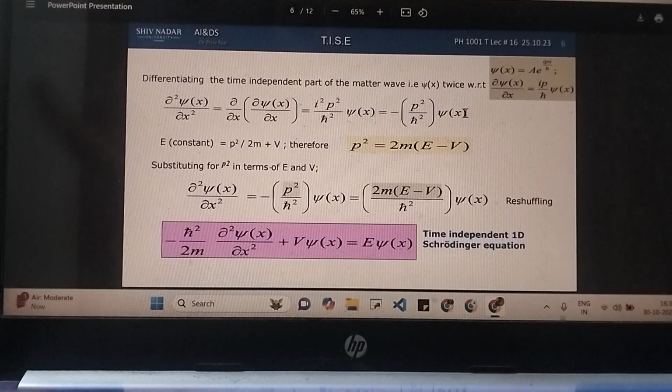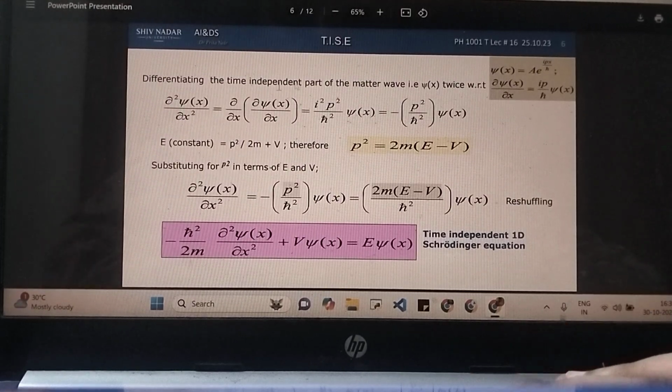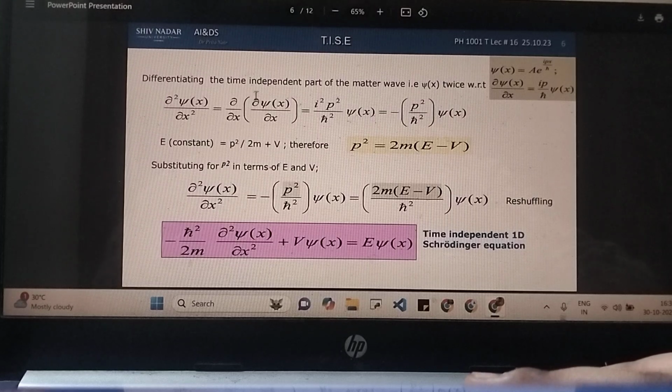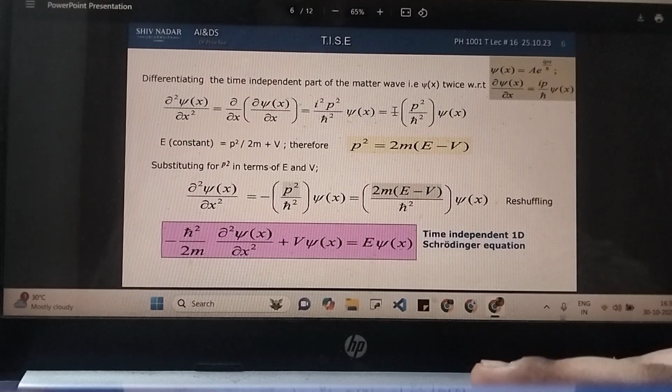Moving on, we'll see why we looked at that eigenvalue, eigenfunction part in a while. But right now we take the same expression and differentiate it for the second time. So you take the double derivative of psi of x, which is nothing but the derivative of the first derivative. You will get i squared p squared upon h cross squared times psi of x, which is minus p squared by h cross squared times psi of x.